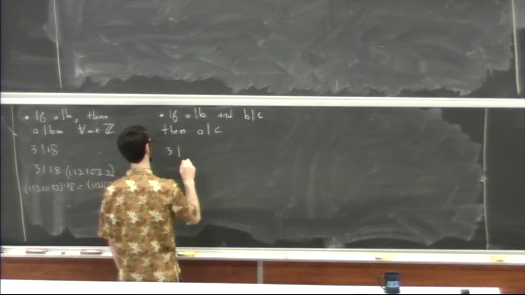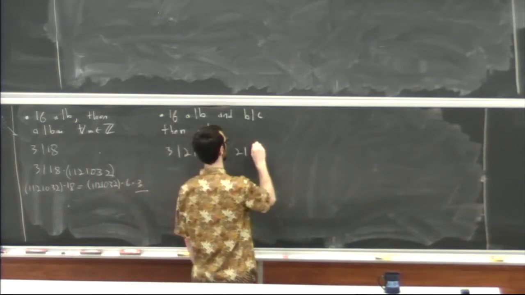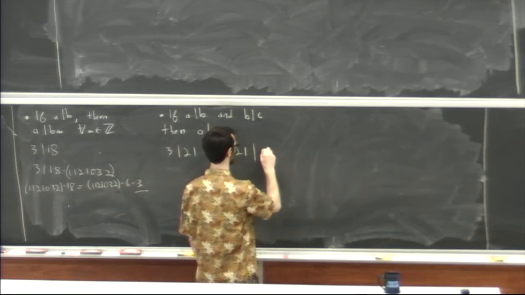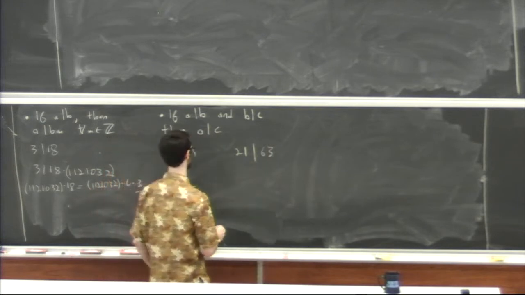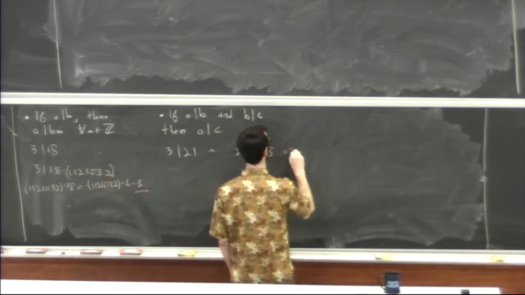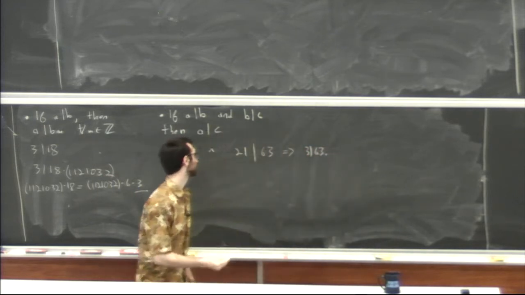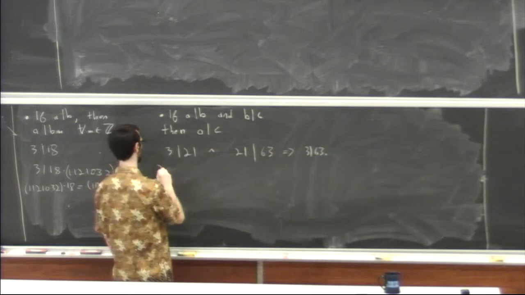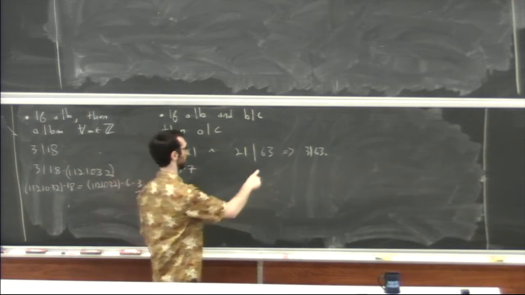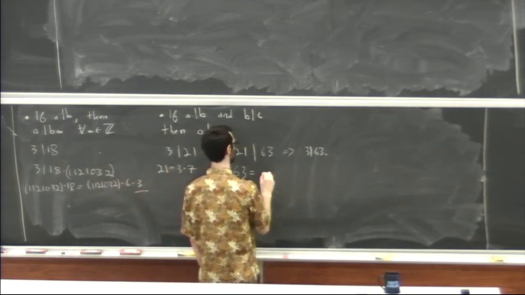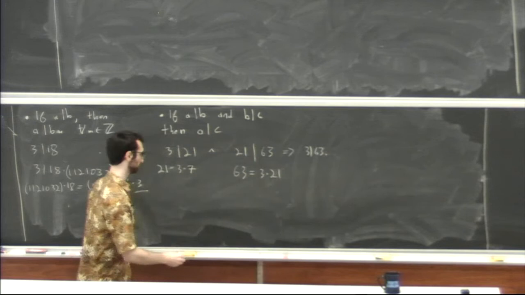So for instance, we know that 3 divides 21, and I know that 21 divides 63, and this indeed is going to imply that 3 divides 63. So these two imply 3 divides 63. And the reasoning is pretty simple. I was able to write 21 as being 3 times 7, and I was able to write 63 as being equal to 3 times 21. And now I just substitute.